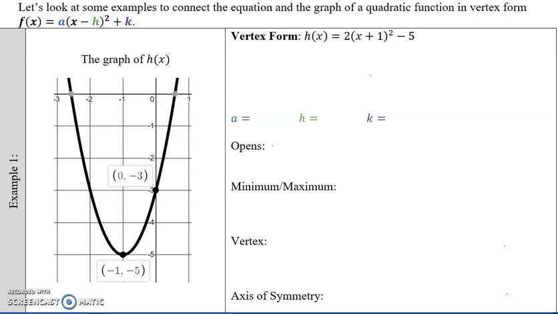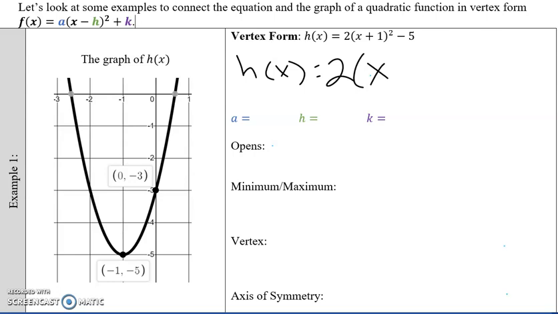Let's look at some examples to connect the equation and the graph of a quadratic function in vertex form. First, we need to rewrite our equation in vertex form. So we have h of x equals 2, and vertex form, if you notice, is x minus h.